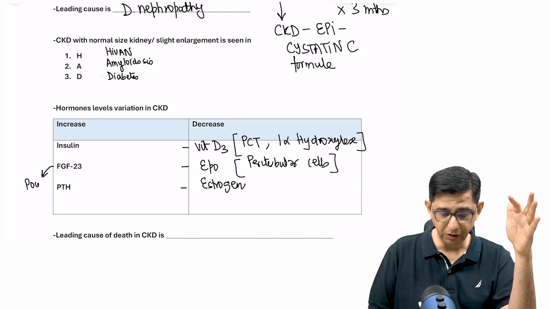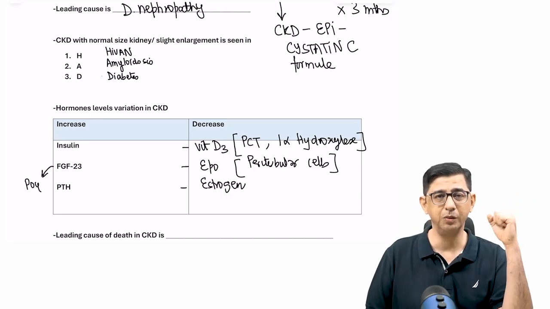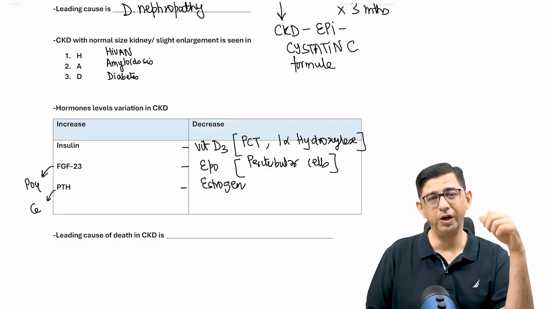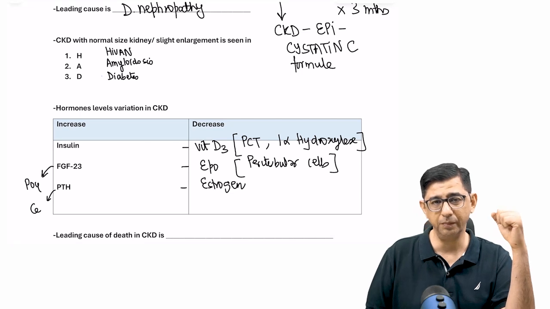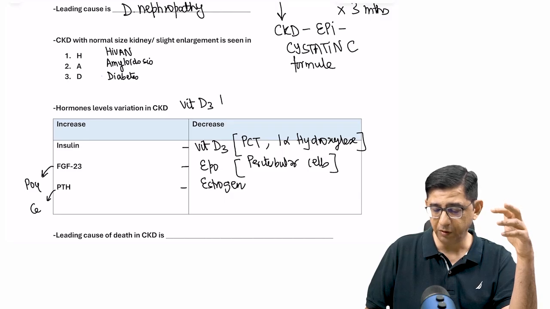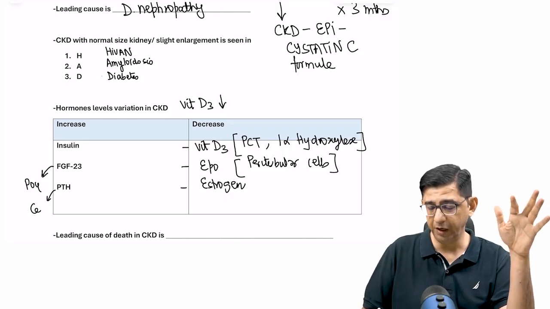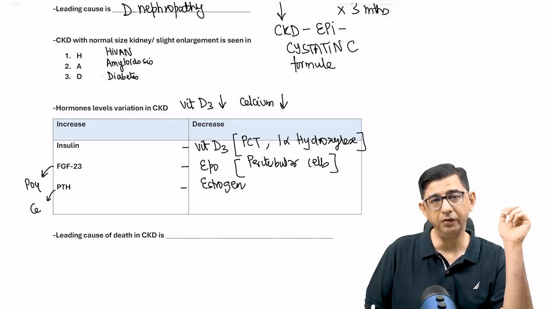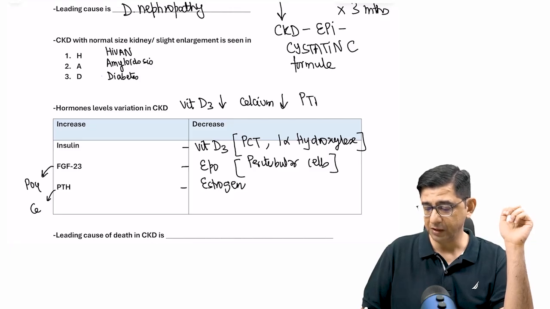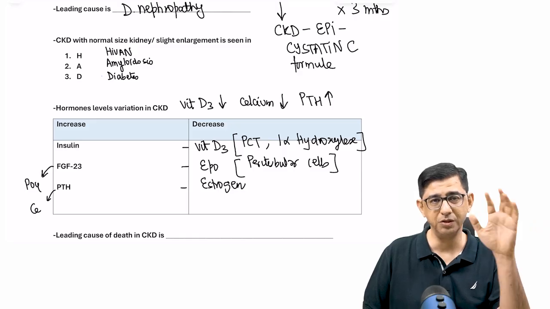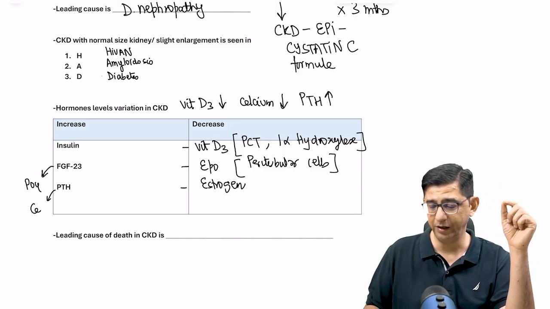FGF23 helps in regulation of what levels? It is responsible for regulation of phosphate, and PTH, as you know, acts on the bone and is responsible for regulation of calcium. In all patients of CKD, you will notice by default the report will always be like this. Vitamin D will always be less. The values of calcium therefore will begin to decrease. Because calcium will be less, PTH will be high. That is why for all MCQs of secondary hyperparathyroidism, the answer will be chronic kidney disease.